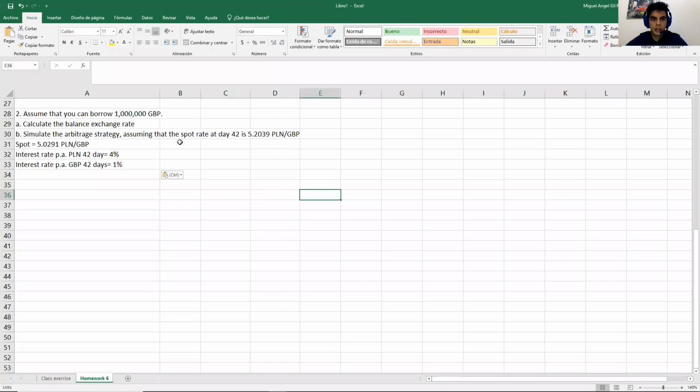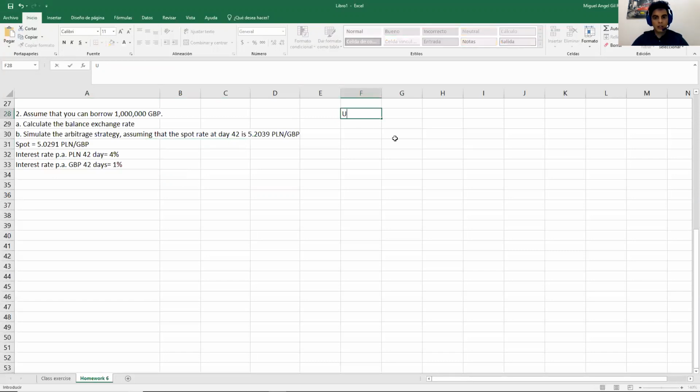Okay, so here we have the second exercise of homework number 5. And this one is a little bit different. If you check the data, you will see that this one is a bit different because we don't have a forward rate, right? We have the initial investment of £1 million. We have the spot rate of Polish zloty and British pounds, but we don't have a forward rate. We may have the interest rates, but we don't have the forward, right? So if we don't have the forward, it's going to be a different strategy.